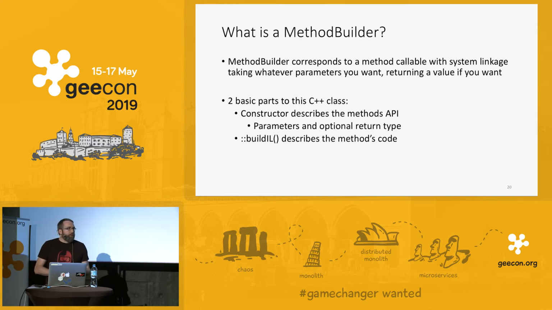So there are two basic parts. One is defining what the API of your method is. What parameters does it take? What's its return type? What name do you want, so that other methods can call it? Those types of things. And then you have to fill in the buildIL method body, which describes what that function or method is going to do.